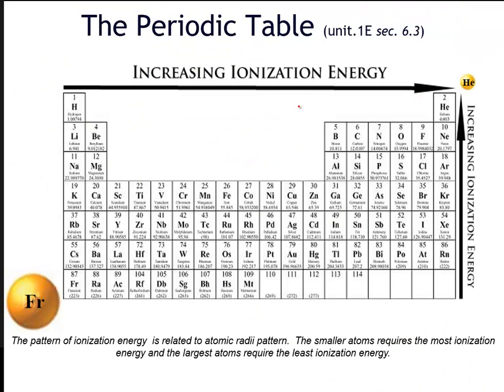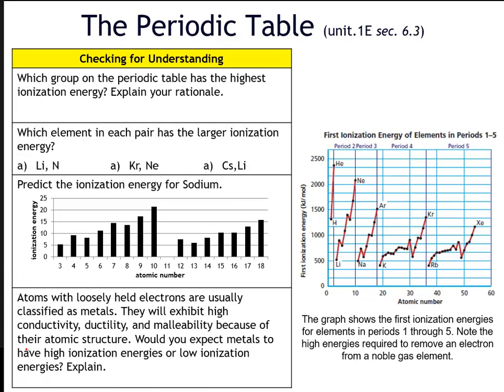Here's a pattern of ionization energy. Helium is the smallest atom on the entire periodic table, and francium is the biggest, and hence the valence electron here is further away. The valence electron here is closer to the nucleus, and that's going to be harder to take electrons from. That's why the ionization energy increases. So take a look at these questions about ionization energy, and if you have any questions on it, let me know at tutorial.